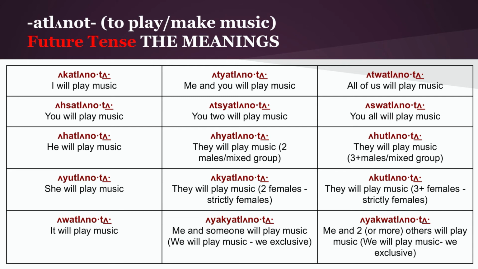On dwadlanod, that's all of us. We will play music. On swadlanod, you all will play music. On hondlanod, they will play music. That's three or more males. On gudlanod, they will play music. That's three or more females, strictly females. And then the last one, on yagwadlanod, me and two or more others will play music. Okay? So that's the future tense. The next one we're going to go through is the should, could, or would tense. So let's go through that one.